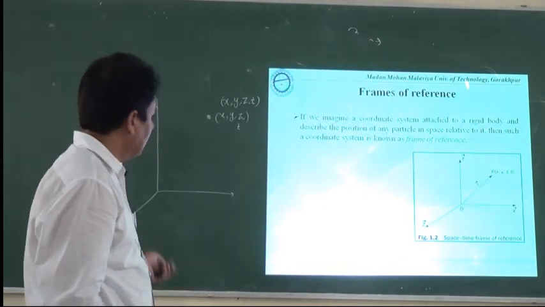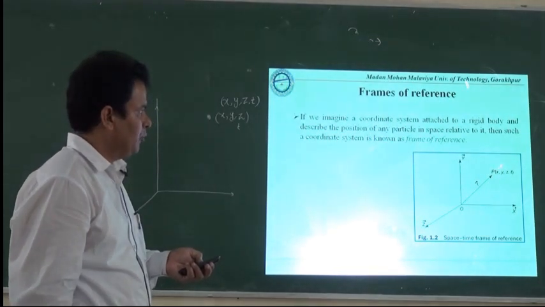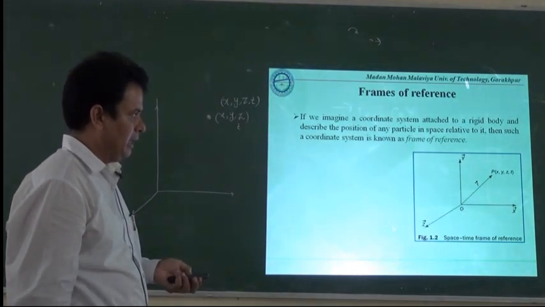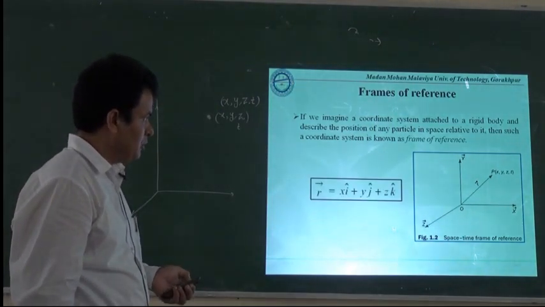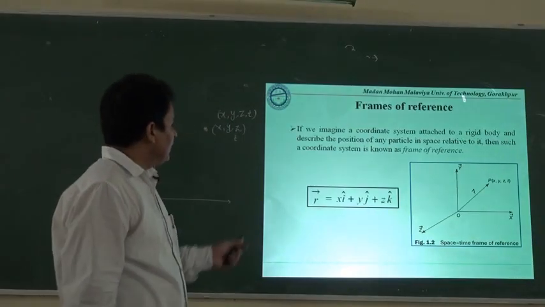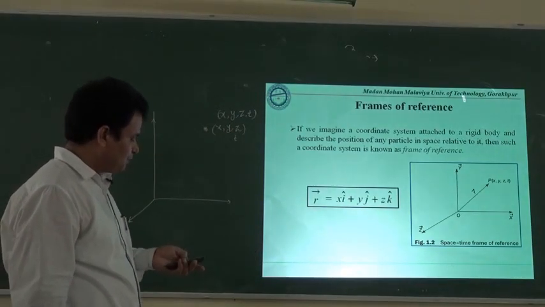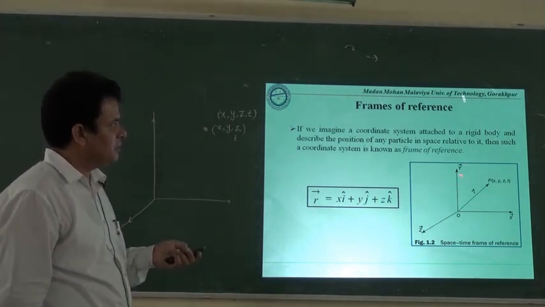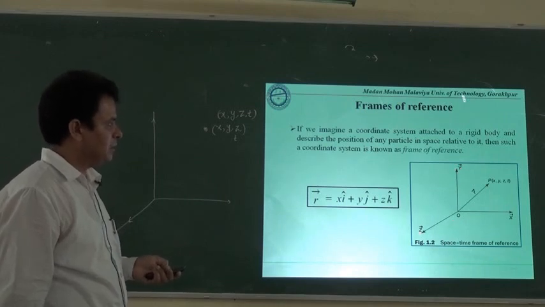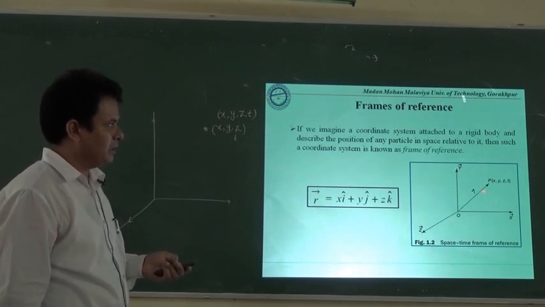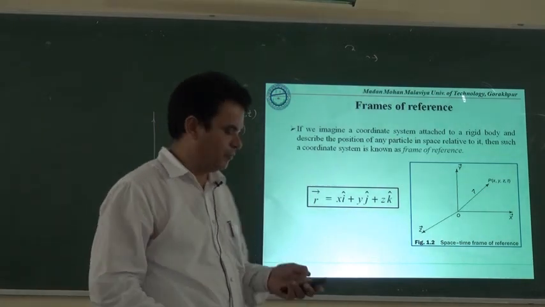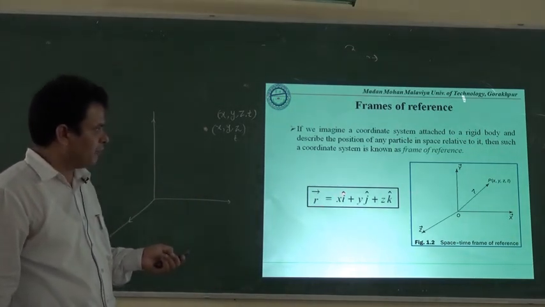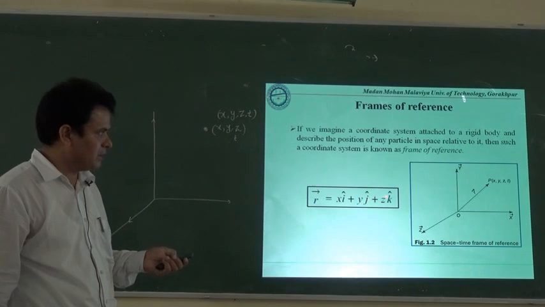I have already discussed here: P is a point, R is the radius vector, X, Y, Z are the three axes which will measure the position of this particular point. So as we were discussing here, this is the frame of reference. A frame of reference means a coordinate system attached to a rigid body, and R is the radius vector that gives the information for the position of this P, and this R includes the information along the x-axis, y-axis, and z-axis.